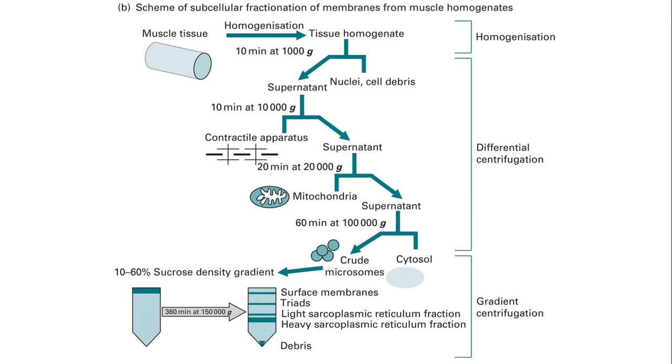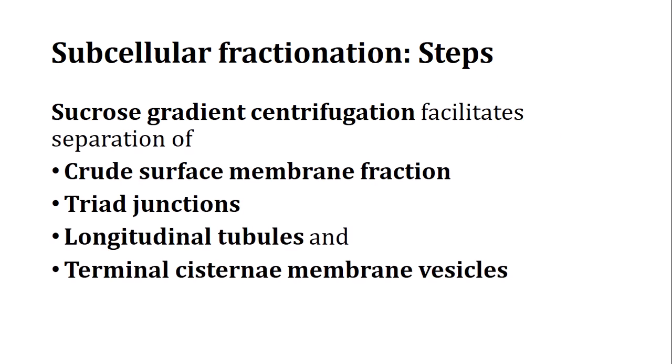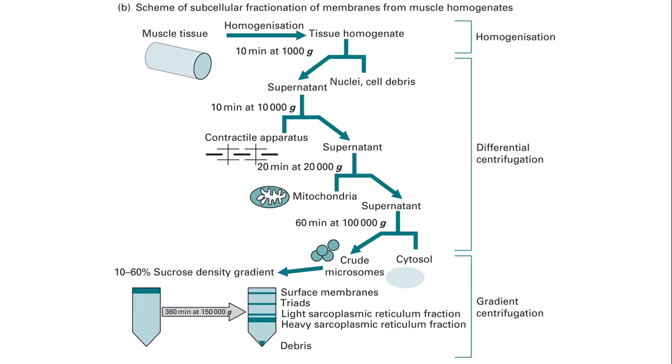150,000 G. Now this sucrose gradient centrifugation facilitates the separation of crude surface membrane fractions, triad junctions, longitudinal tubules, and terminal cisternae membrane vesicles. So broadly, these things are separated through this. You can see the lightest fraction is surface membranes, then the triad junctions, the light sarcoplasmic reticulum fraction, and the heavy sarcoplasmic reticulum. There is a chance, if the homogenization is not very perfect, that some debris may remain here.